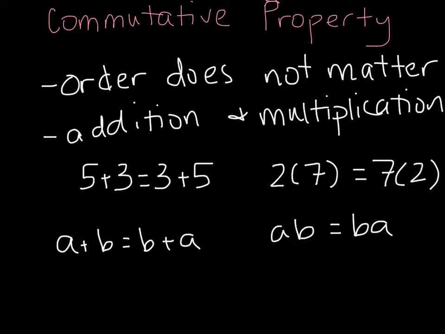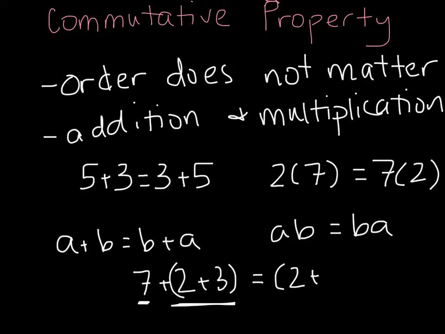Now, one thing that people sometimes get confused on with the commutative property is when we see parentheses, it's still commutative. So if I have 7 plus 2, plus 3 in parentheses, my commutative property could still work with this to show me that if this is A and this is B, that I can switch them: 2 plus 3, plus 7. And that's showing the commutative property.